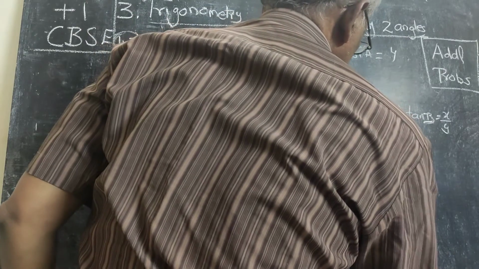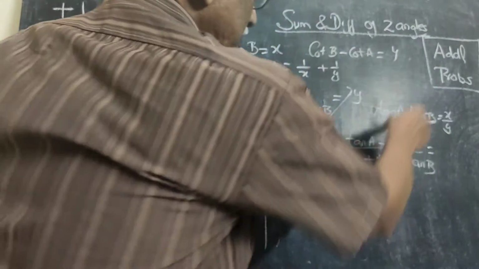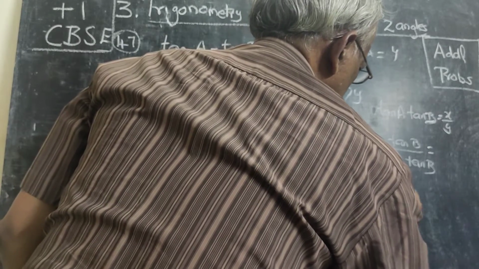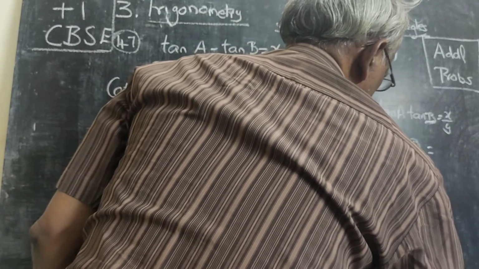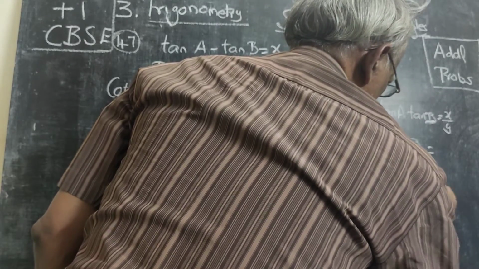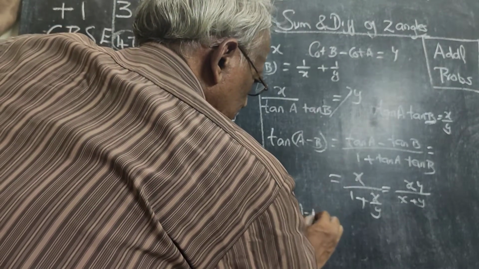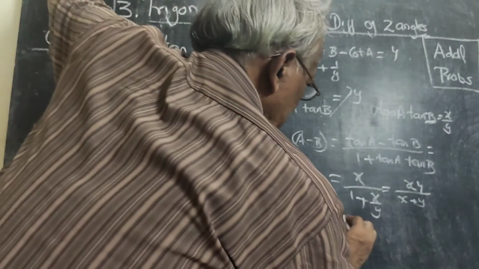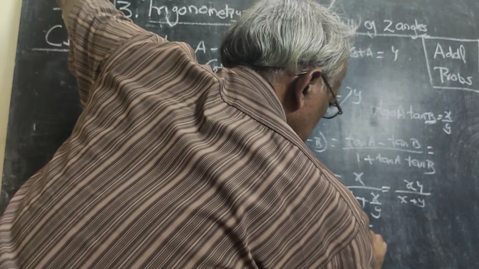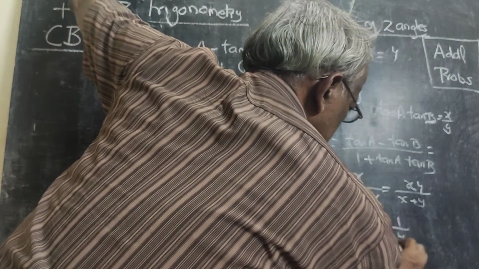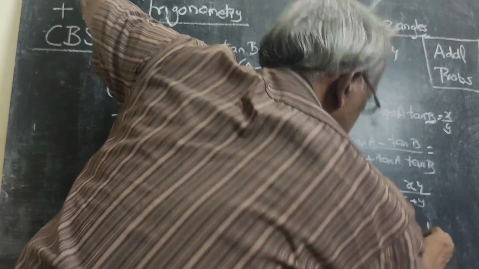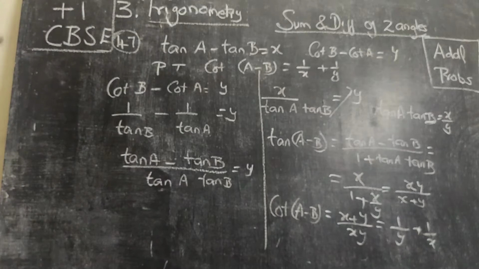Tan A minus tan B is given as x, and 1 plus tan A tan B, we got it as 1 plus x by y. So this is x, this is x plus y by y, so it goes here. This is tan of A minus B, but we actually need cot A minus B, the reciprocal of tan A minus B. Therefore, x plus y by xy. You split this up and you will get 1 by y plus 1 by x. So we have proved that cot A minus B equal to 1 by y plus 1 by x.